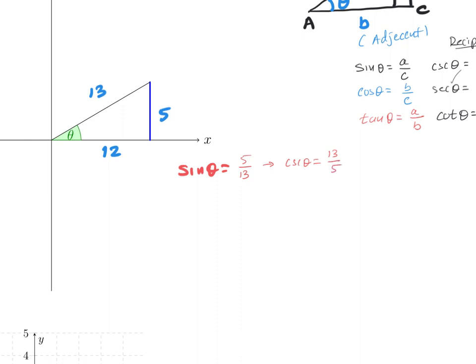Okay? Then if you have cosine, cosine is the adjacent over the hypotenuse. So it will be 12 over 13, which means that secant theta would be 13 over 12. All right, so then let's say you want to find tangent theta. Remember, tangent is the opposite over the adjacent. So it should be just 5 over 12, which means that cotangent is 12 over 5. So as you can see, this is pretty simple, okay?